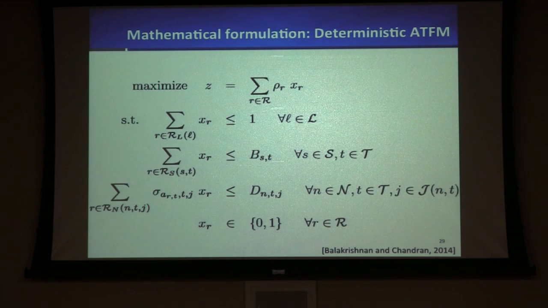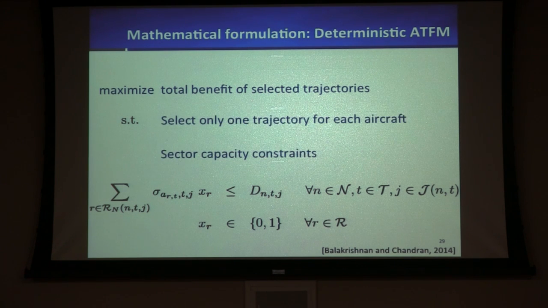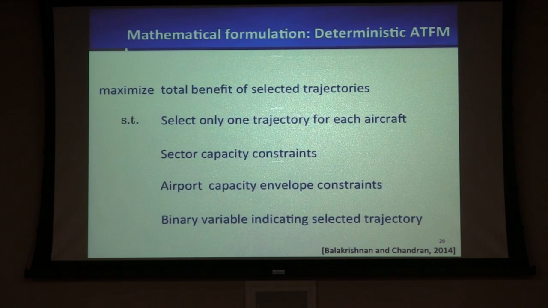So what are we going to do? I'm not going to go through the full formulation. The idea is going to be maximize some objective function, the benefit of all the trajectories that we pick for every aircraft, subject to these constraints, which is every aircraft can only be doing one thing, right?